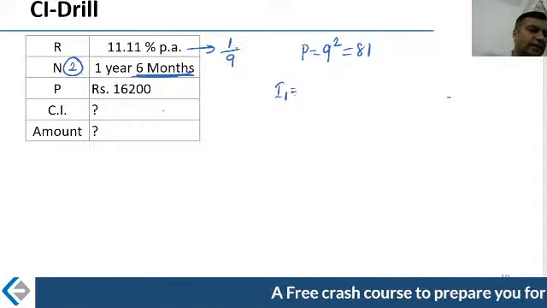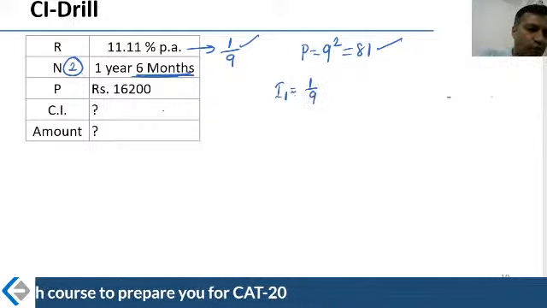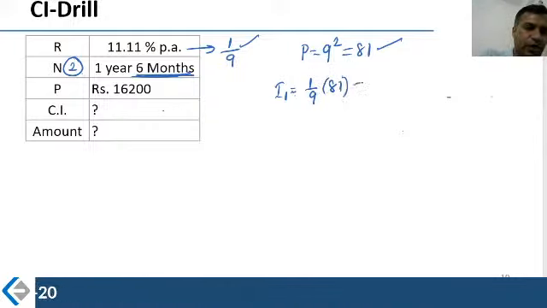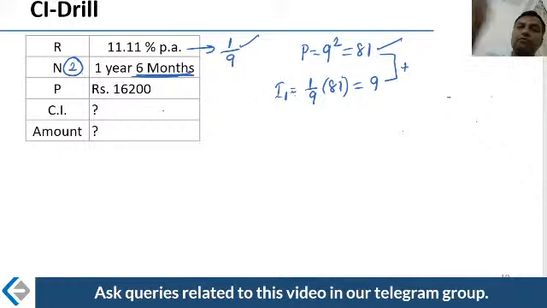Now 1 by 9, that is 11.11% of what? Of 81 rupees. It's a prototype I am working on. 11.11% is 1 by 9th of 81 rupees, which becomes 9 rupees. Good. Add these two, and it becomes the revised principal for the second year.